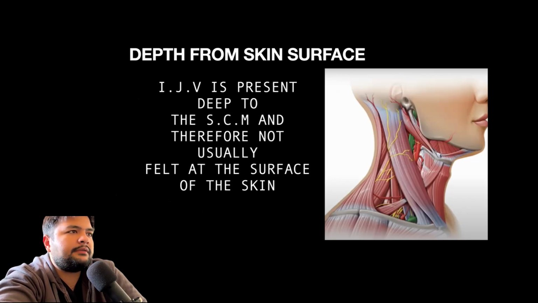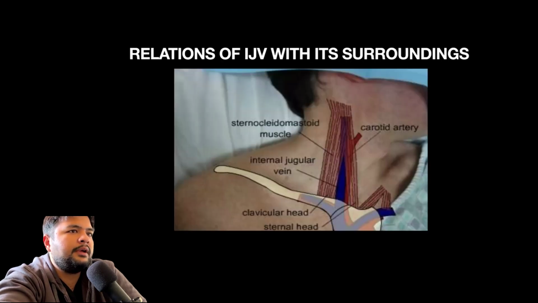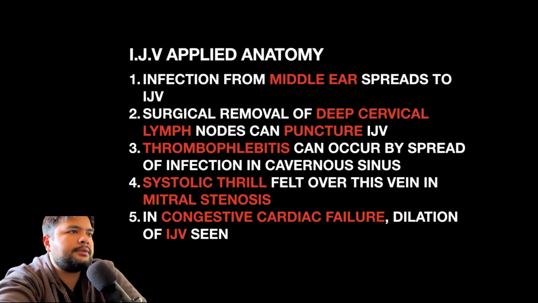Depth from the skin surface, the IJV is present deep to the sternocleidomastoid and therefore not usually felt at the surface of the skin. So these are the tributaries of the internal jugular vein: the inferior petrosal sinus, occipital vein, pharyngeal veins, common facial veins, lingual veins, superior thyroid veins, and middle thyroid veins, which drain into the superior bulb. So these are the two courses towards the right and left internal jugular vein. You can note down these.